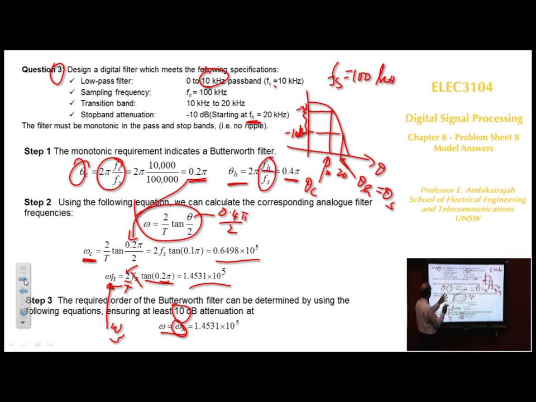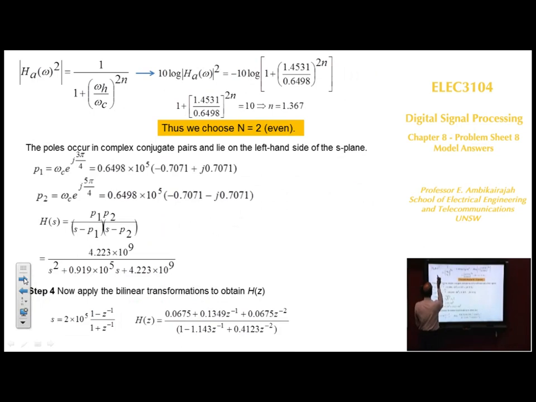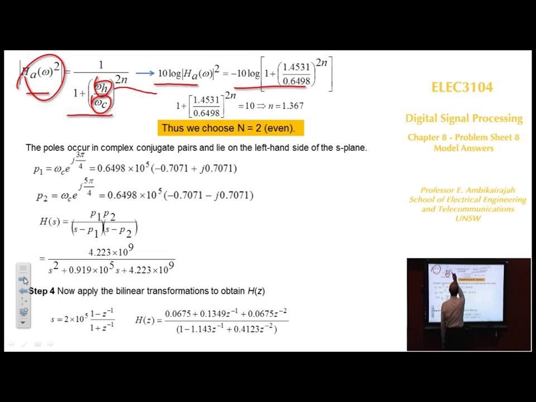Now you're going to find the order of the filter. You don't know what order the filter is. So, this is our Butterworth equation. We know this value, we know this value, we know this value, and minus 10 dB, when you take the log on both sides. It's chapter 7 you have done, where everything is explained. From here, by substituting the appropriate values, you can calculate 2n, which becomes 1.37. Therefore, we choose n equal to 2. N is a second order filter.